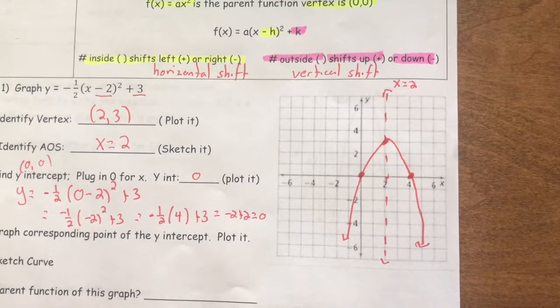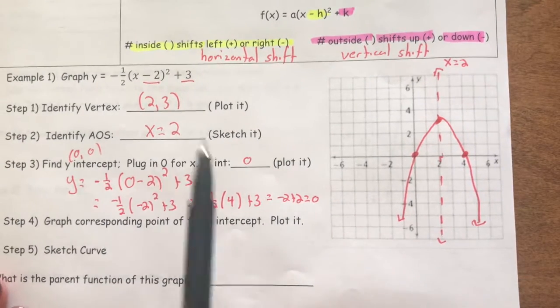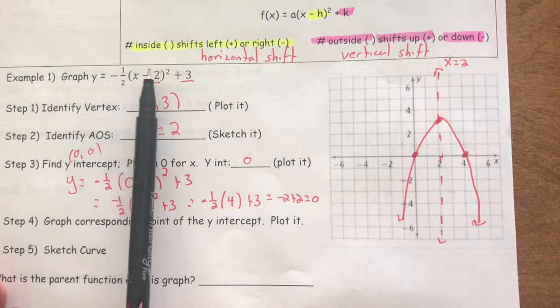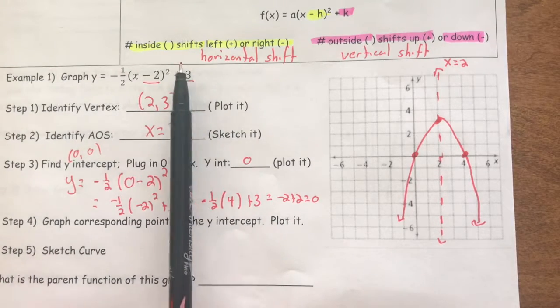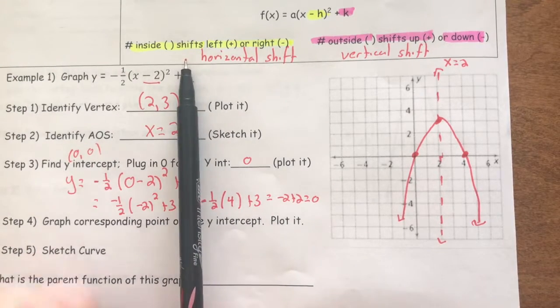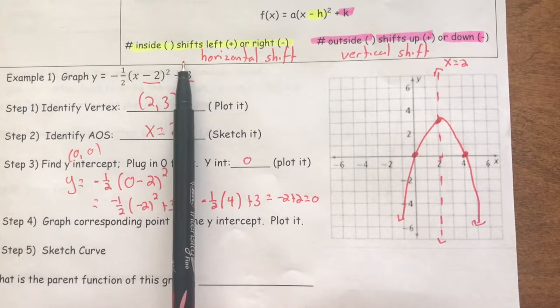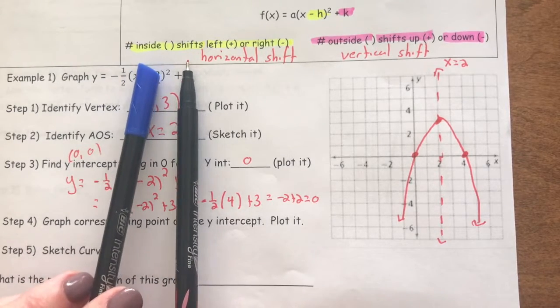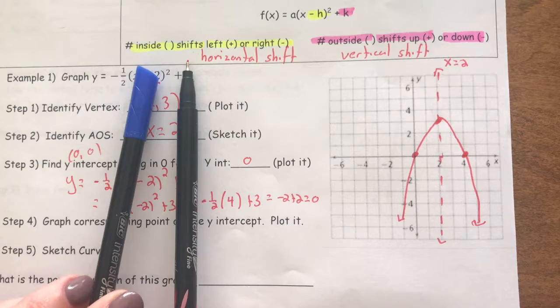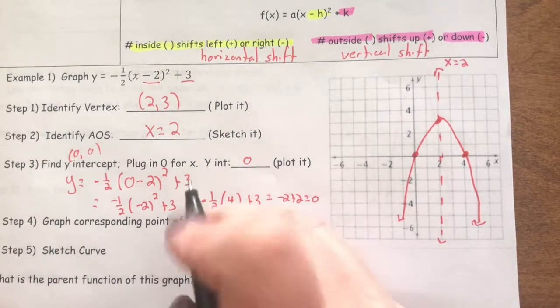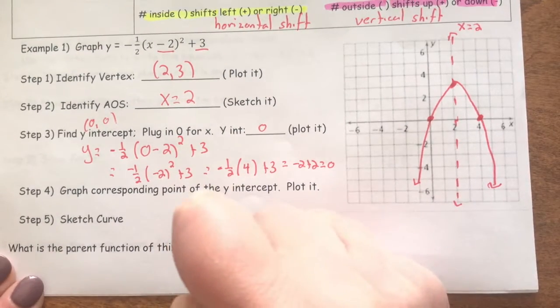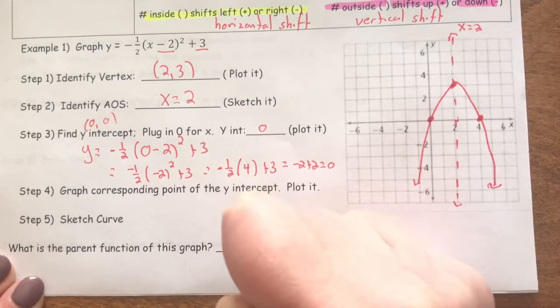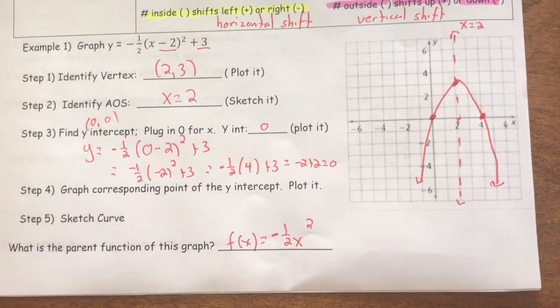And it says, what is the parent function of this graph? So if we were to cover up our vertex, our vertical shift, and our horizontal shift, we would cover that up, and we would cover up the other minus 2. We're going to end up with y equals negative 1/2 x squared. And I'm actually going to write that with function notation. f of x equals negative 1/2 x squared.